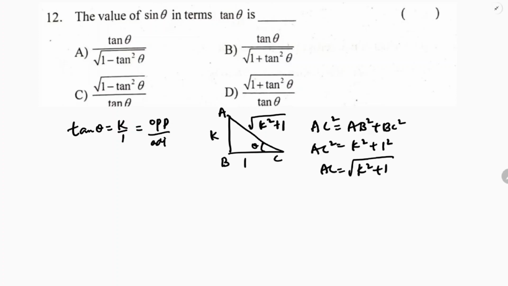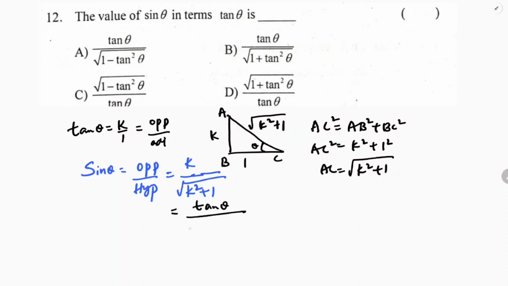Now find out sine theta. Sine theta is opposite by hypotenuse. So opposite is K, hypotenuse is under root K square plus 1. But what is K? K is nothing but tan theta. So tan theta by under root tan square theta plus 1. So the correct option is B.